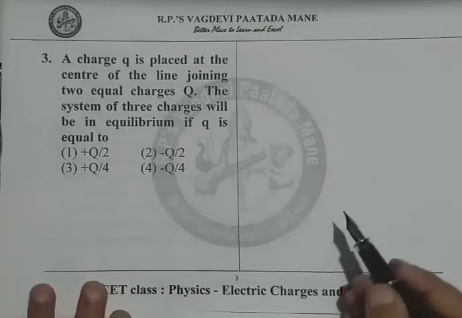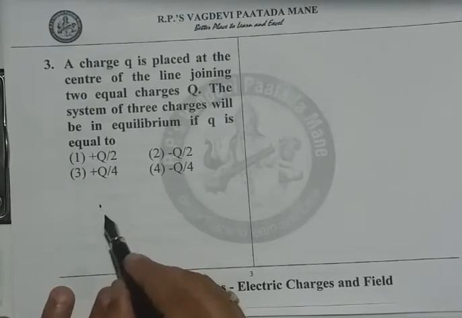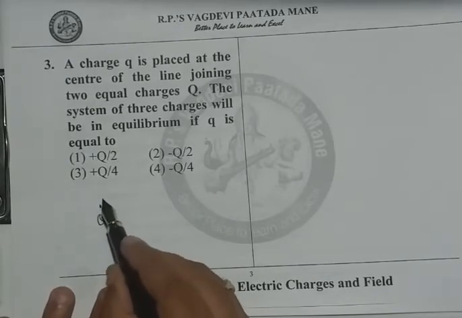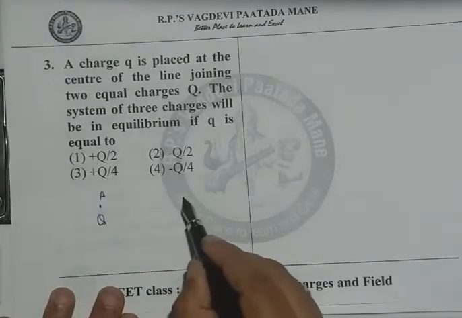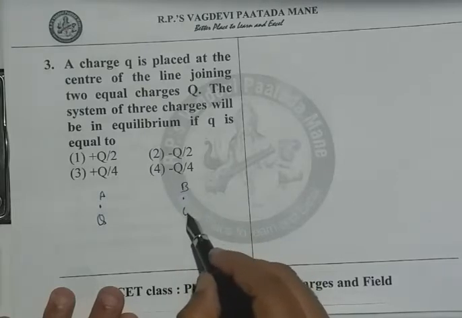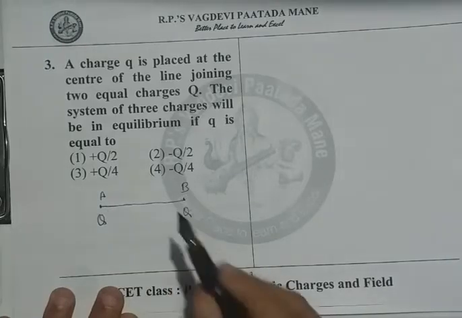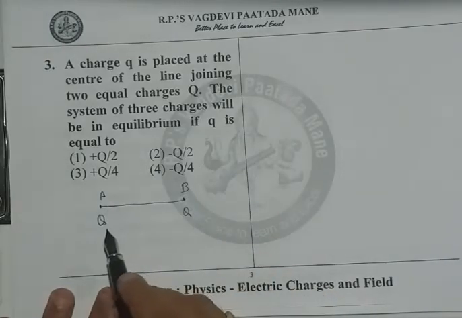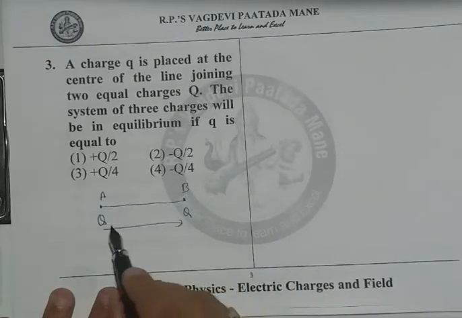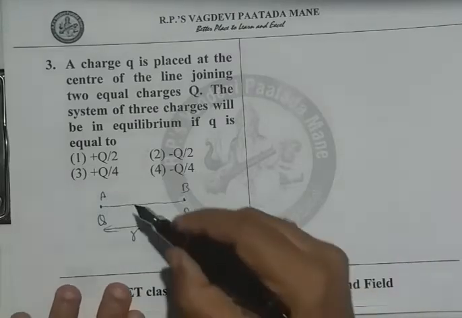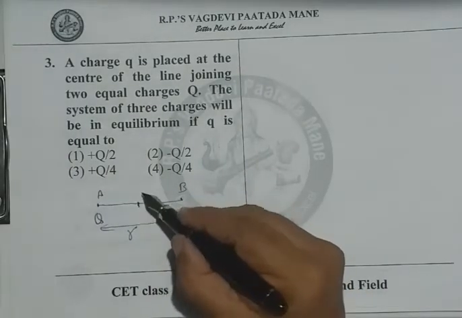We write the figure here. I write charge Q at A and another charge Q at B. I join them together. Now the distance between them, I take it as R. I mark this midpoint as C.